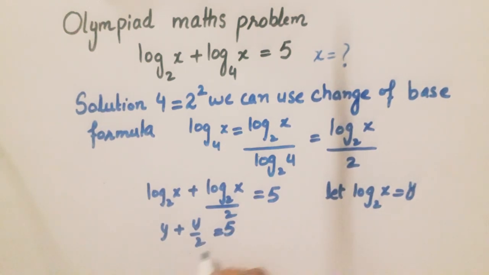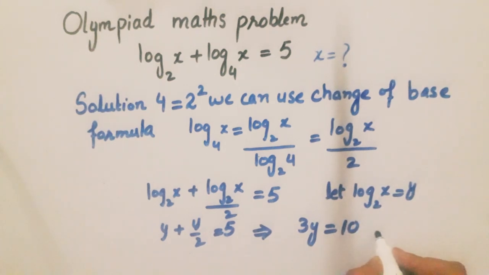Now take the LCM. You will get 2y plus y, that is 3y, is equal to 10, and the value of y is equal to 10 by 3. So the value of y will be equal to 10 by 3.